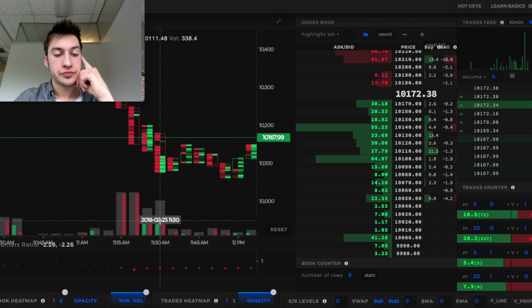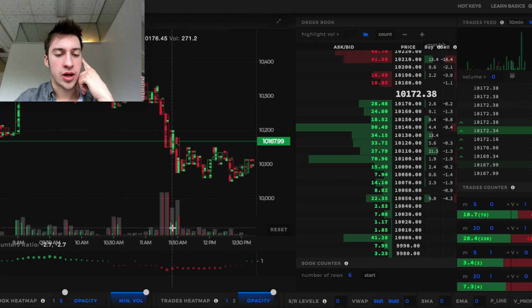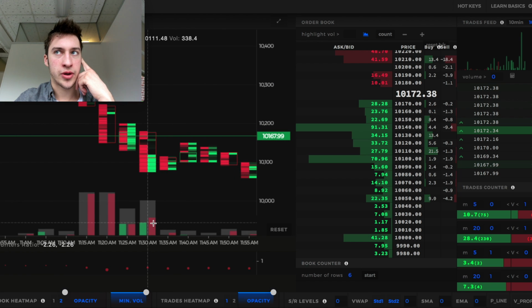Volume, within each candlestick, like I had said in my previous video, it's just going to tell me how much sell volume occurred relative to buy volume. And if I turn on delta, that's buy minus sell.